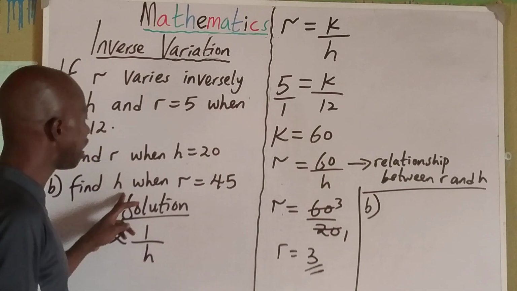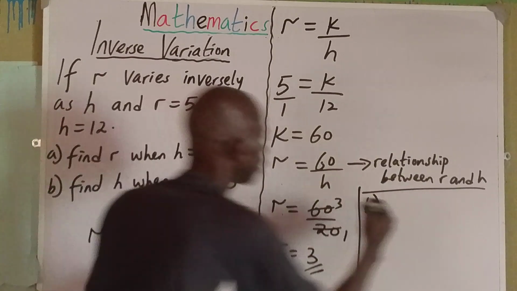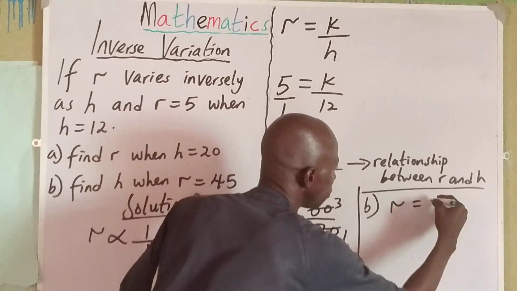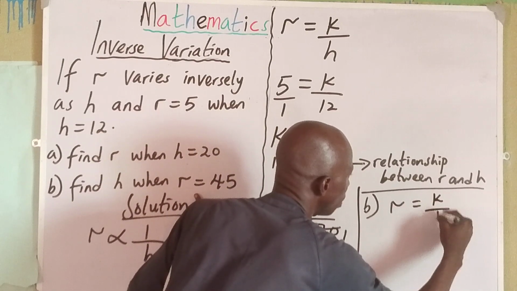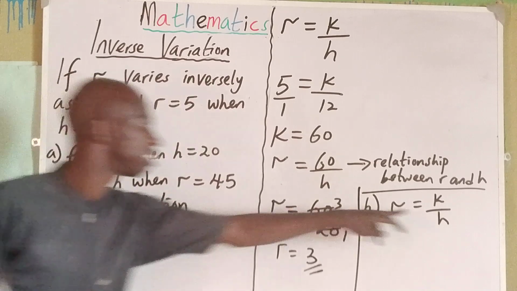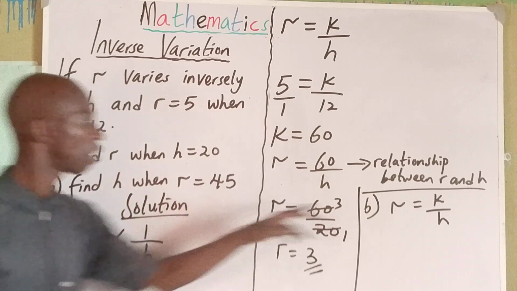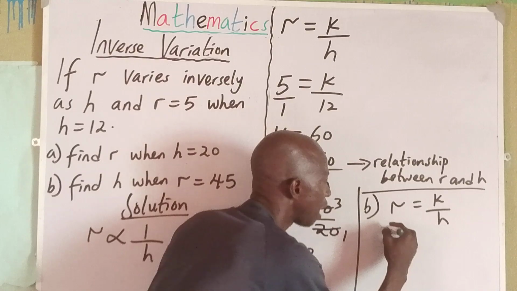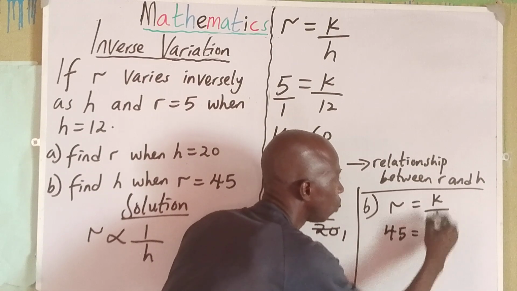I am told to find h when R is 45. So let me write our relationship first. Our relationship is what? K over what? H. That's the relationship. So now I'm finding what? H. I'm finding this h when this R here is 45.